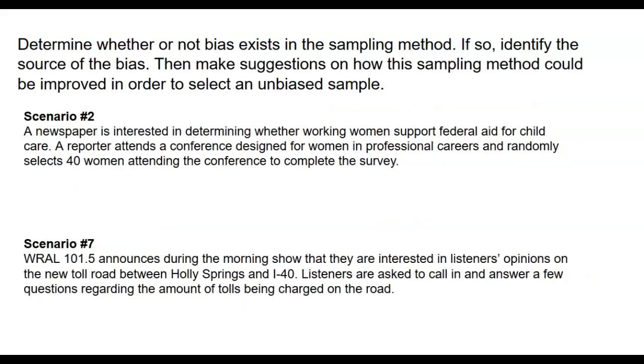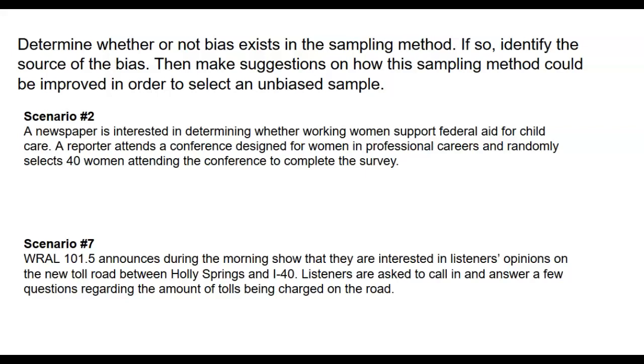Determine whether or not bias exists in the sampling method. If so, identify the source of the bias. Then make suggestions on how this sampling method could be improved in order to select an unbiased sample.